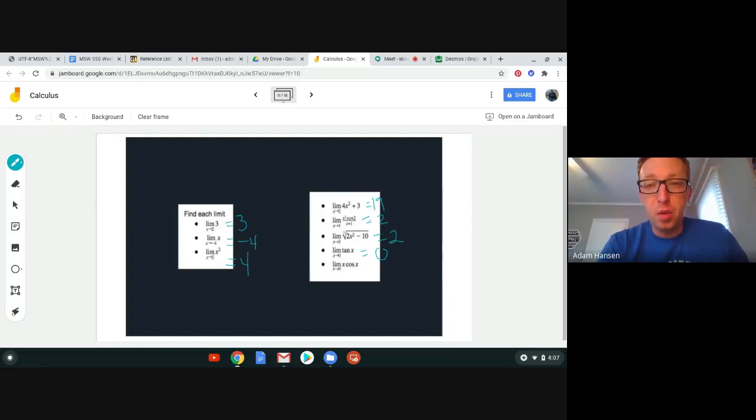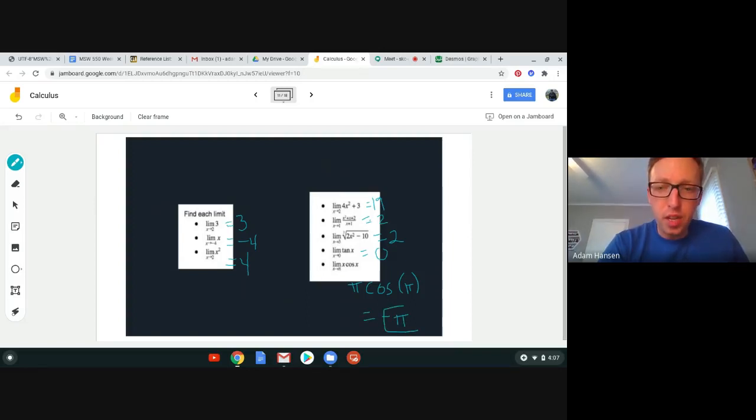Take the limit as x approaches pi of x times cosine x. So this would be pi times the cosine of pi. The cosine of pi is negative 1. Pi times negative 1 is negative pi.